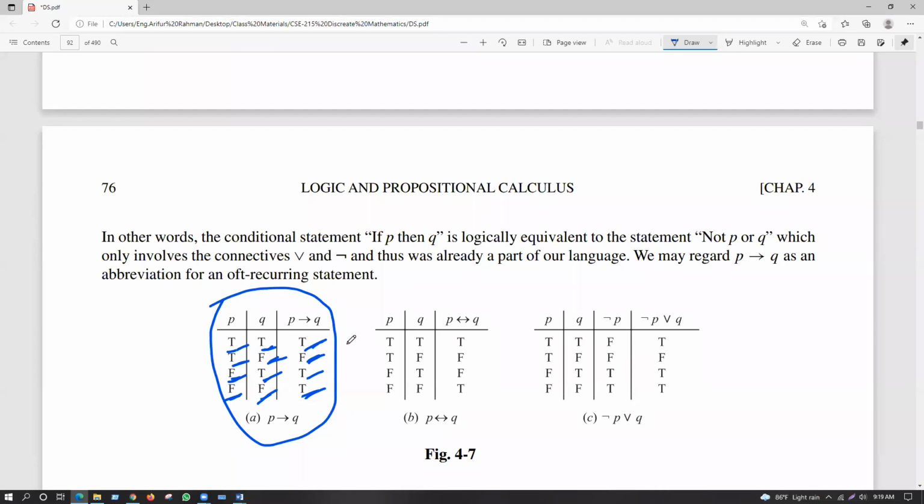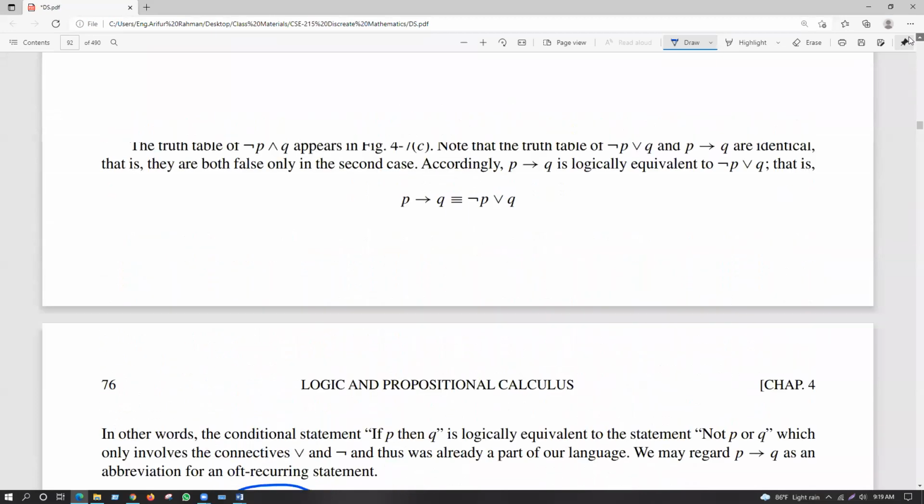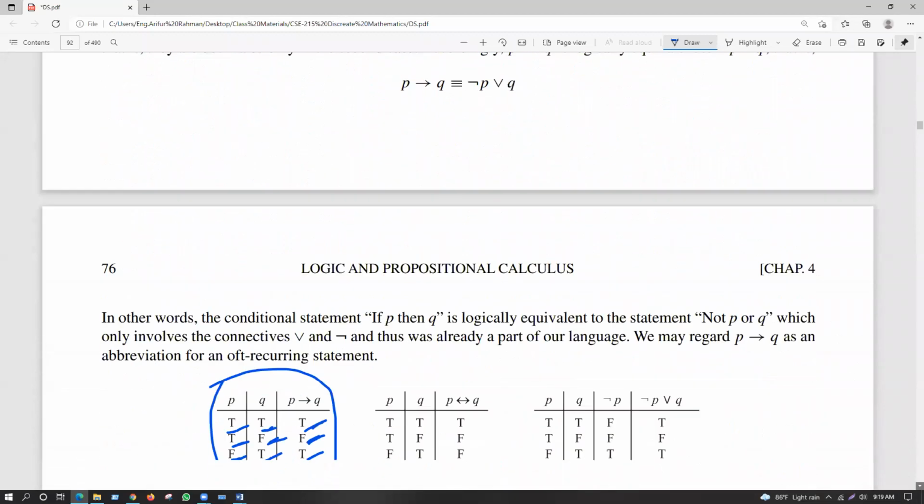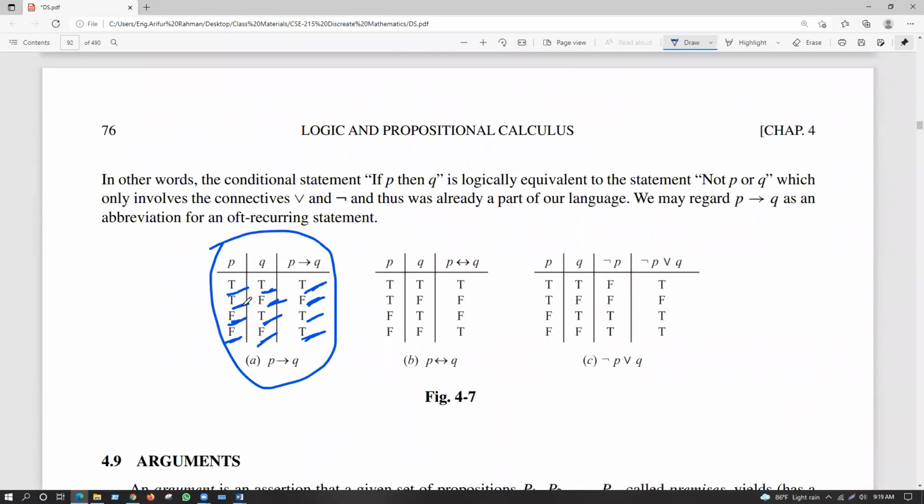Okay, keep in mind. So what's a biconditional statement? So what's the conclusion here? The conditional P implies Q is false only when the first statement is true but the second is false. If the first statement is true and the second is false, then the conditional statement is false. Look, the first is true, the second is false, then I give you a false value. Otherwise the conditional statement is true.